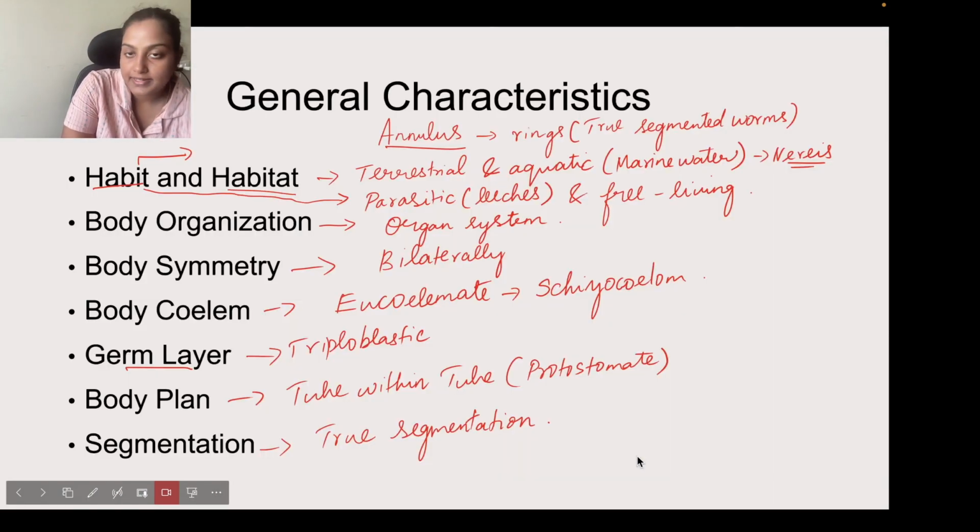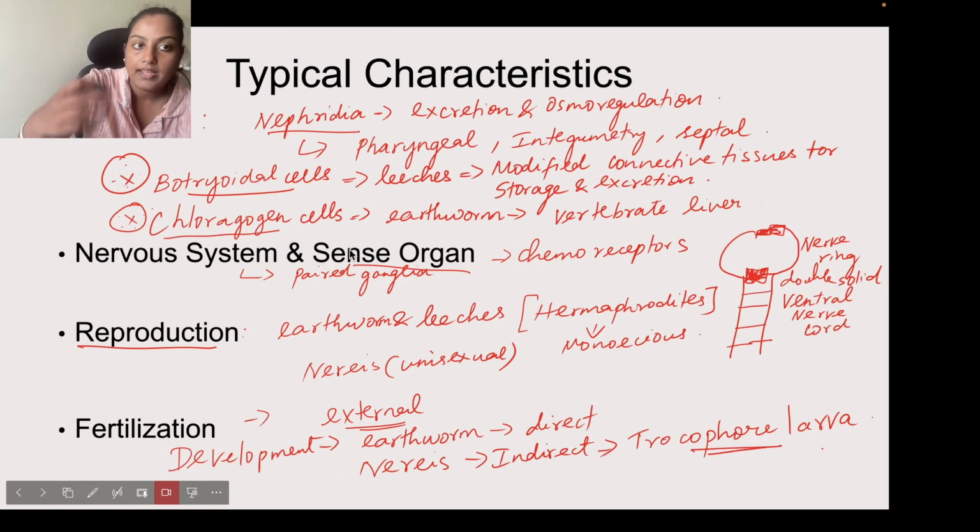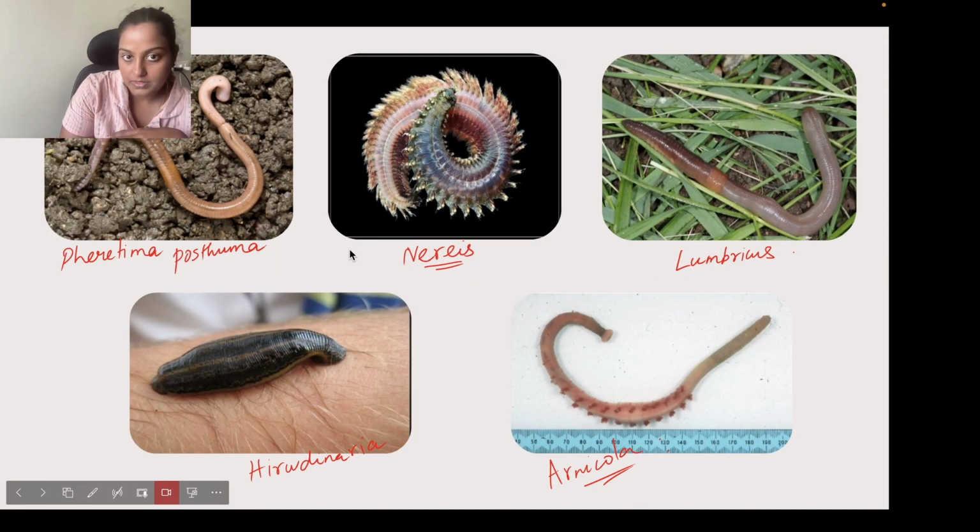So we saw Phylum Annelida today, starting with the general characters: habit and habitat, terrestrial, aquatic, parasitic, free living, body organization, organ system, symmetry, bilateral, eucoelomates, schizocoelomate, of course cryptoplastic germ layer, tube within tube, protostomates, and truly segmented. And talking about locomotion, digestion, respiration, circulation, I have highlighted all the important points. So what is typhlosole and all is very important, right? And then we saw excretion, nervous system, reproduction, fertilization and development. And then we saw the examples: earthworm, Nereis, Lumbricus, the leech and the Aricola.